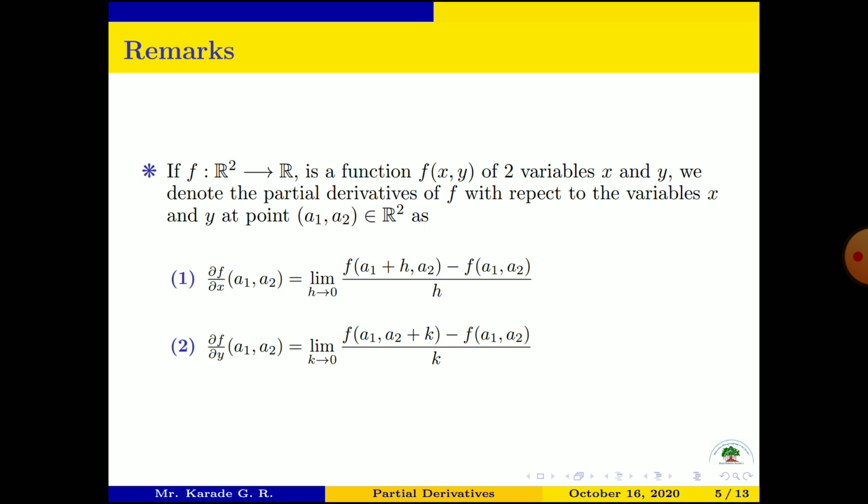Now second, we write the partial derivative of function f with respect to y at point a1 comma a2, and we write the notation like this: dou f by dou y at point a1 comma a2 is equal to limit k tends to 0 of f of a1 comma a2 plus k minus f of a1 comma a2 divided by k.